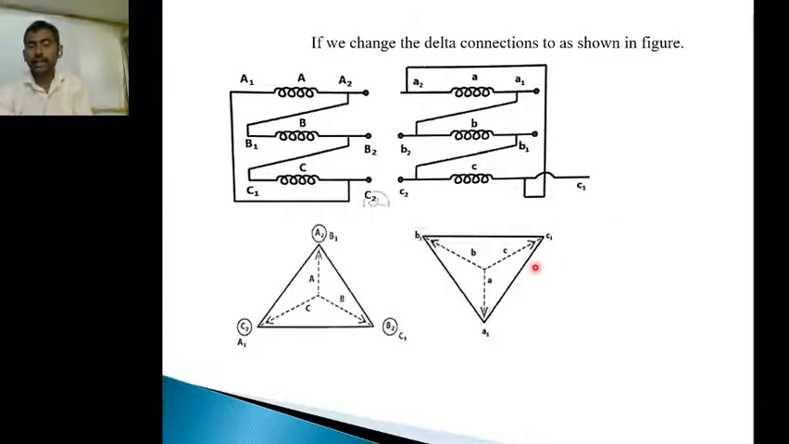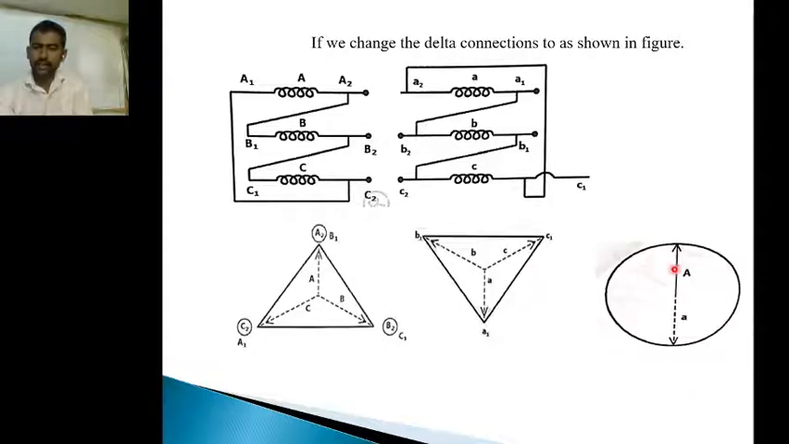If you draw any of those phases in a single way, suppose we consider only the A phase. The A phase is in this direction, and the secondary side A phase is in this direction. So this represents the 6 o'clock connection.